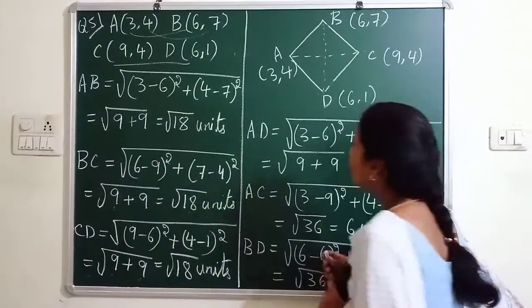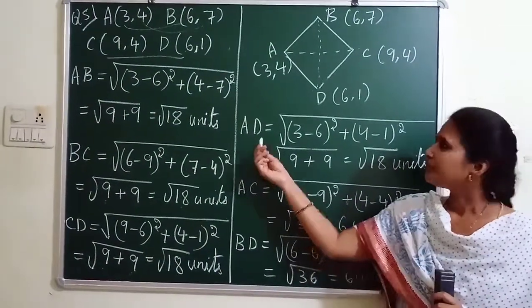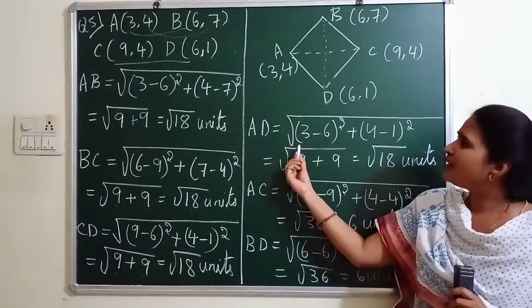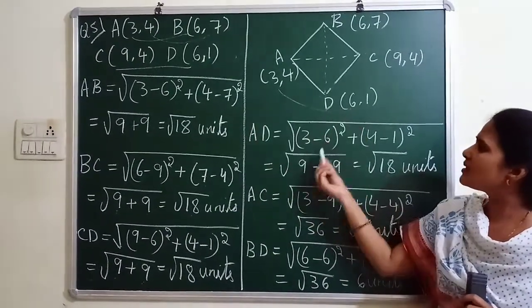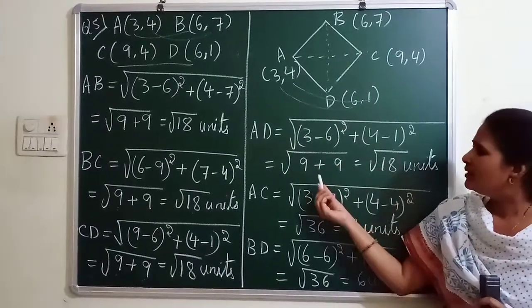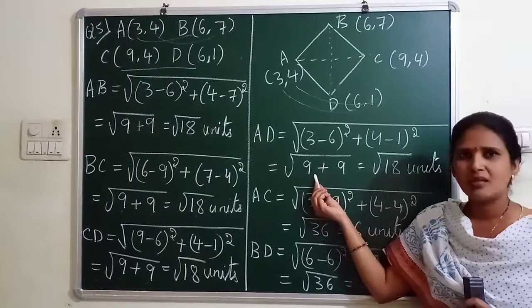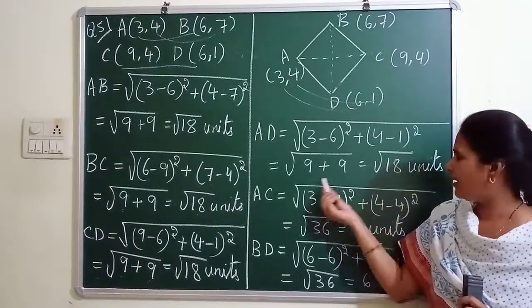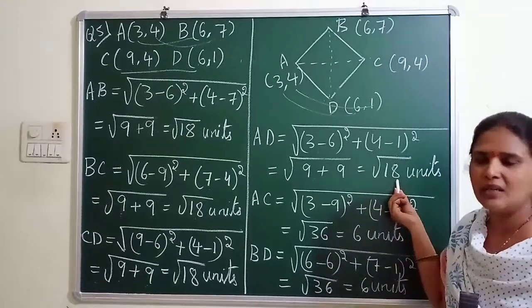So next, the remaining line segment is AD. Just observe here, for the AD line segment, I have to apply the distance formula. (3 minus 6) whole square plus (4 minus 1) whole square. That is, 3 minus 6 is minus 3. Minus 3 square is 9. 4 minus 1 is 3. 3 square is 9. Root of 9 plus 9 is root 18 units.